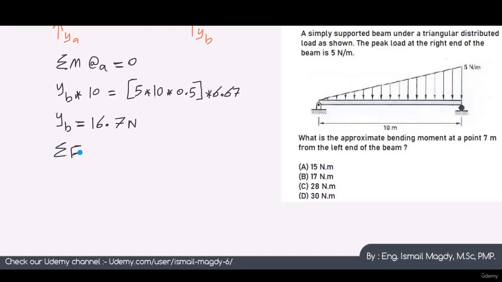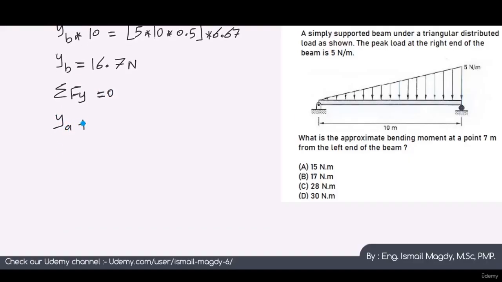Taking sigma forces in Y direction equals 0. It means that YA plus 16.7 equals 5 multiplied by 10 multiplied by 0.5, which is the vertical force. So it means that YA will equal 8.3 Newton. Now we have all the reactions, and we can start calculating anything we need.